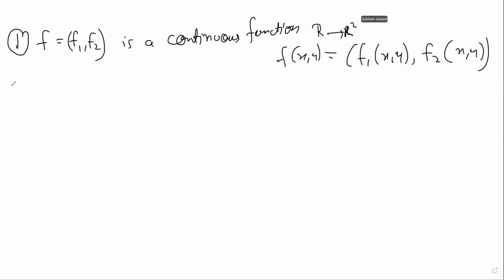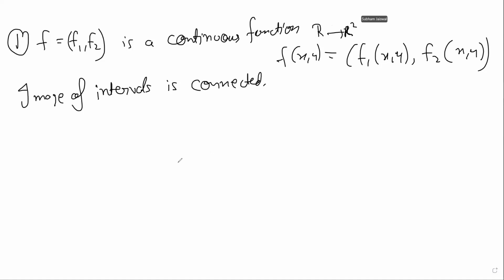If you have this kind of function, then the image of connected sets is connected. And that basically means the image of intervals. This is a generalization of the intermediate value theorem. This should be true, but we'll have to prove this: the image of intervals is connected. This is to be shown.